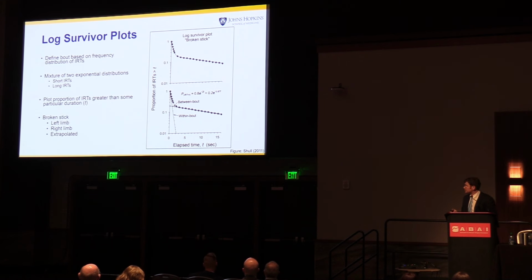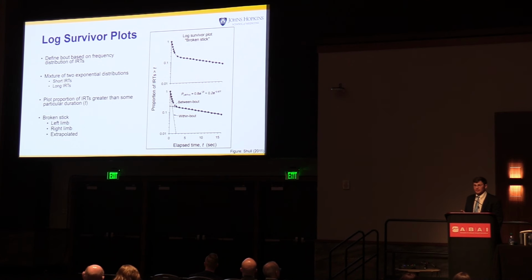So, interestingly enough, if you plot the proportion of IRTs on a semi-logarithmic axis that are greater than some particular duration in time, if behavior is organized in bouts and pauses, you get what looks kind of like a little broken stick or a hockey stick here with 2 distinct limbs. So the left limb corresponds to our within-bout responses. These are our very short IRTs. We also have a right limb that corresponds to longer IRTs, and that's going to be the pauses in between bouts of activity.